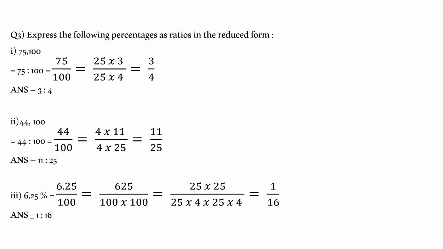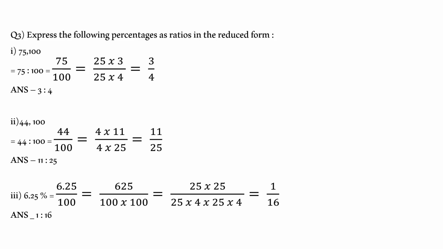Now the third one is 6.25%. One thing which I want to make clear over here is, if there is a decimal in between after a number, 6.25, the decimal is after 6. So after the decimal, there are two numbers, 2 and 5.